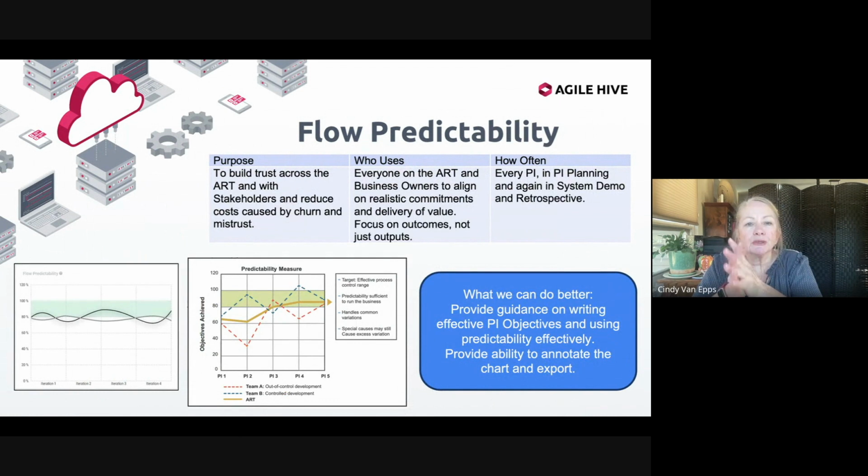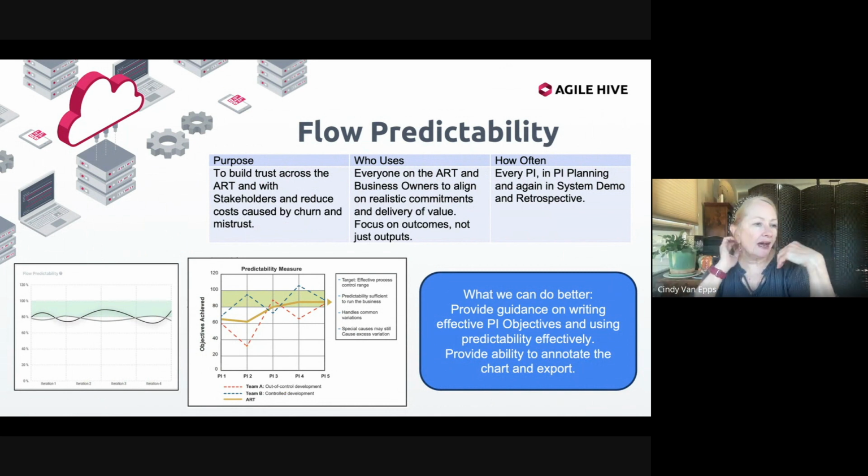So flow predictability, this has been around since day one of SAFe, and people use it. I would say one of the most poignant coaching points that I have to help people with is the effective use of PI objectives and achieving predictability. So we can show you this chart.